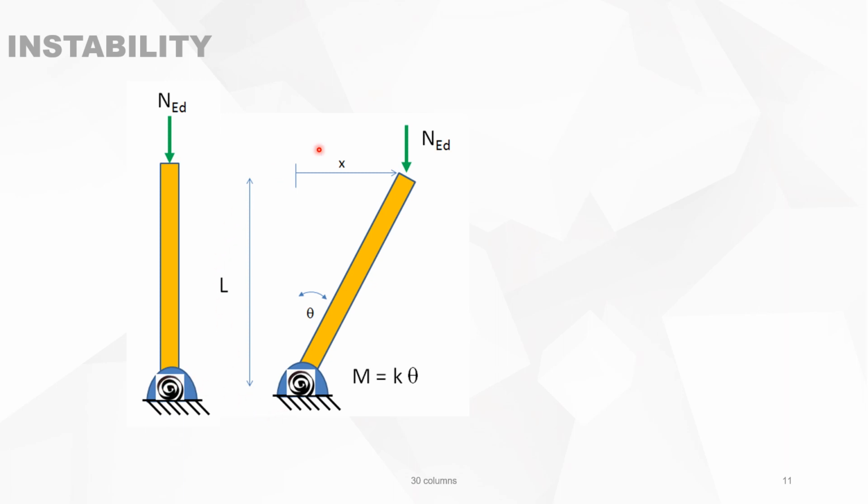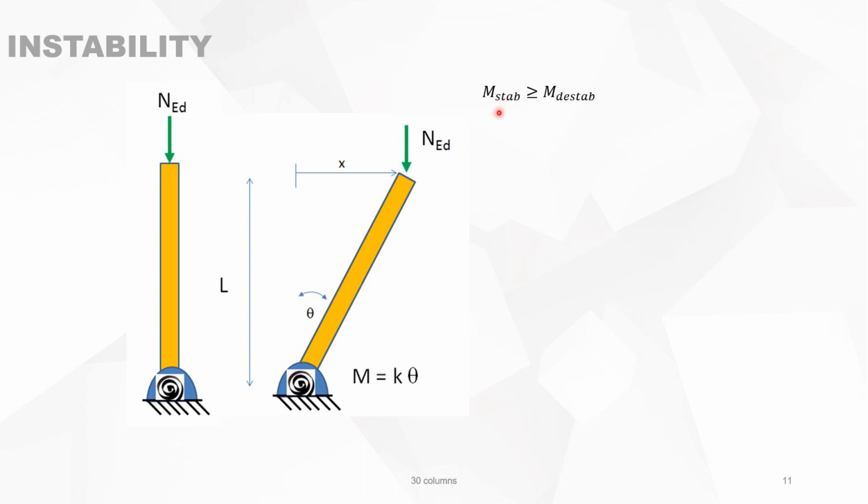Then we take an intermediate situation where there is an angle theta, there is a displacement x, the normal force stays vertical, N_Ed, and the total length of the column is L. The resisting bending moment is then K times theta, which means that the resistance is proportional to the rotational angle theta.